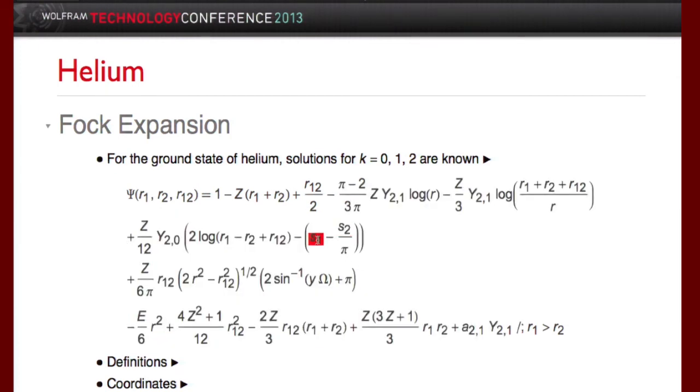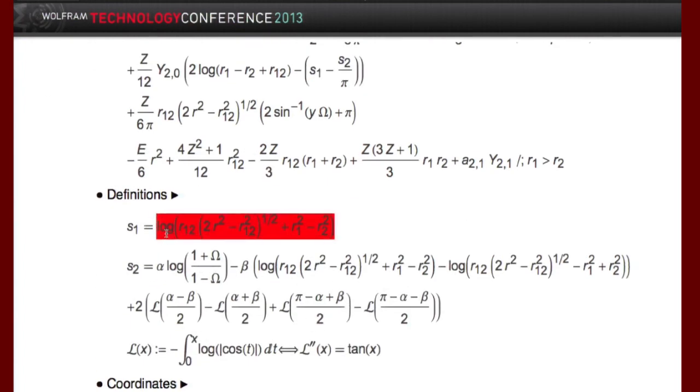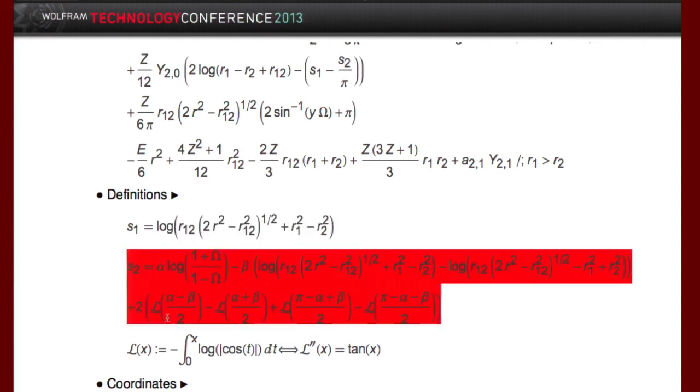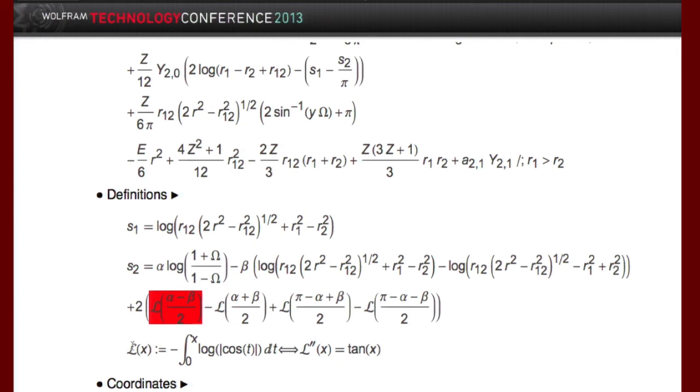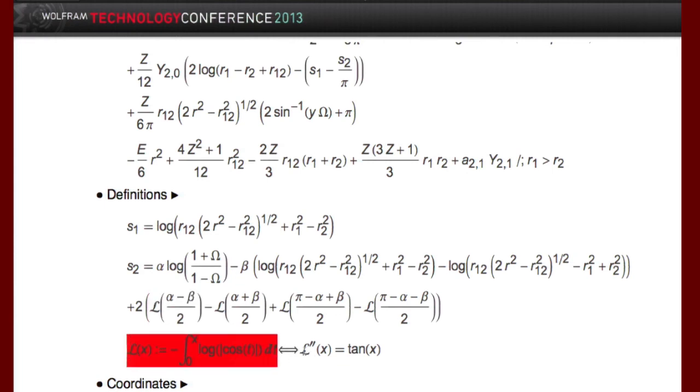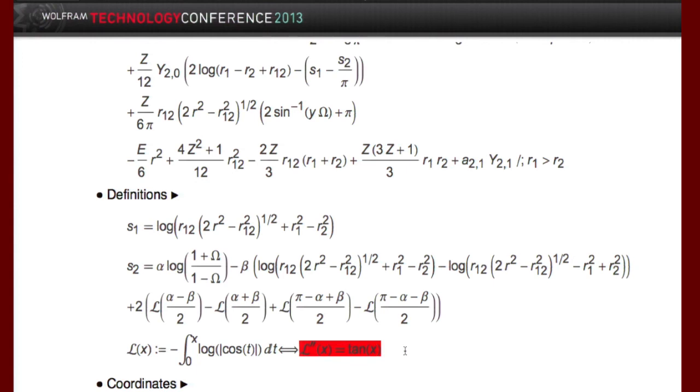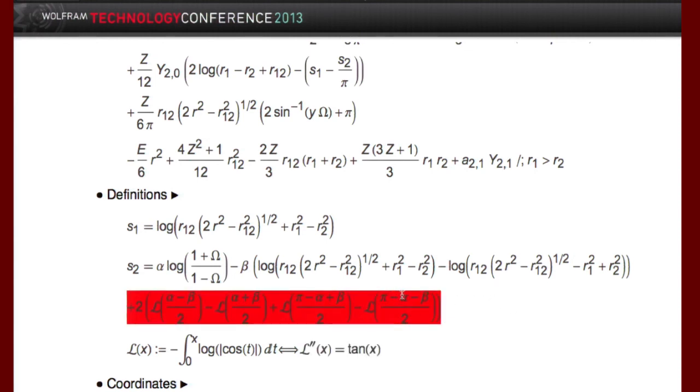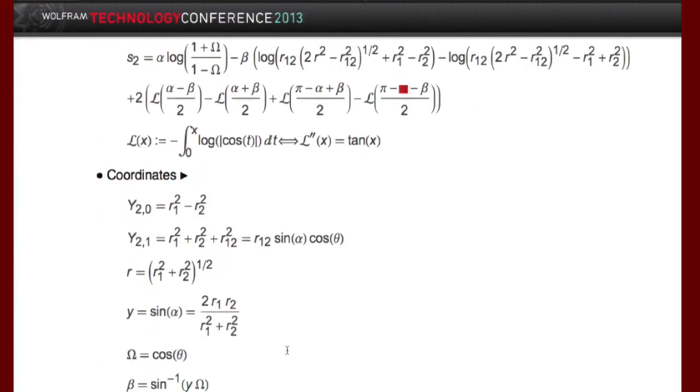S2 and S1 turn out to be solutions to Laplace's equation that have got discontinuities, yet the discontinuities cancel out when you combine them in the right way. If you want to look at the definitions, S1 is a fairly messy combination. S2 is an even more messy combination. It involves things called Lobachevsky functions, which you probably haven't heard of, but the second derivative of the Lobachevsky function is tan x. So they're double integrals of tan, right? That's all they are. And so you have these 4 Lobachevsky functions in terms of alpha and beta, which are combinations of those coordinates. Sine alpha is defined by that, and beta is defined by that, so there's some definitions there.